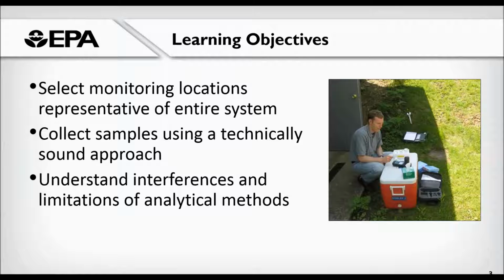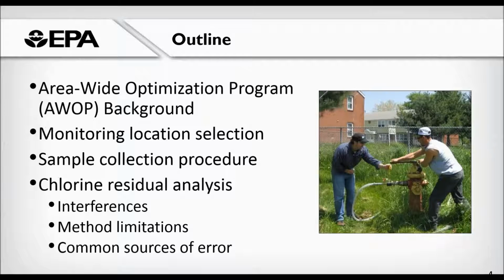And here's just a basic outline of a few things I'm going to discuss. First, I'm going to briefly provide some background information about the program that I'm involved in at the EPA. So hopefully that will help provide some context for some of the other topics I'm going to cover. Then I'm going to discuss why monitoring location selection is important, and then share a sample collection procedure that we've developed. And then finally, I'm going to discuss some of the limitations and interferences with some of the field methods.